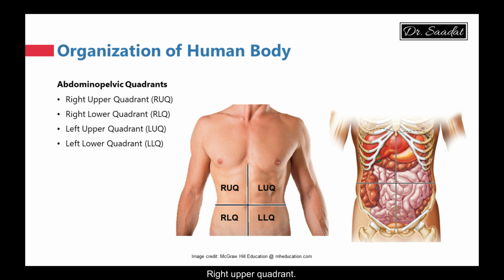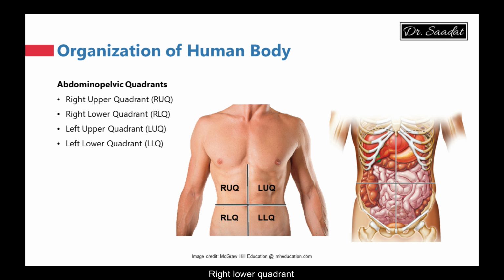Right upper quadrant. Located in the upper right portion of the abdomen, this area houses part of the liver, gallbladder, right kidney, and some portions of the intestines. Left upper quadrant. Found in the upper left portion of the abdomen. Organs in this quadrant include part of the stomach, spleen, left kidney, and some portions of the intestines and pancreas.